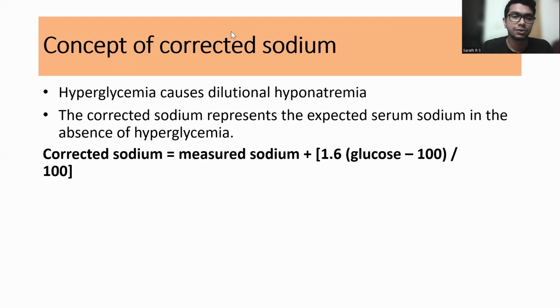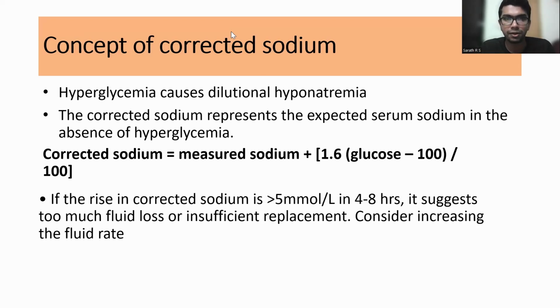So if hyperglycemia was absent, what would have been the sodium level? That is corrected sodium. We can calculate corrected sodium using this equation: measured sodium plus 1.6 into glucose minus 100, divided by 100. So in simple terms, you add 1.6 for every 100 glucose above the level of 100. What's the use of measuring corrected sodium? Suppose you have started maintenance fluid and you are measuring electrolytes every 4 to 6 hourly, and you have noticed that the corrected sodium levels are increasing rapidly, that is more than 5 millimoles per liter in 4 to 8 hours. That means there is severe dehydration and you are providing fluid at an inadequate rate.